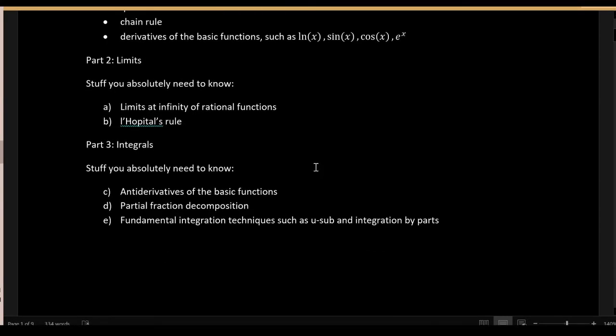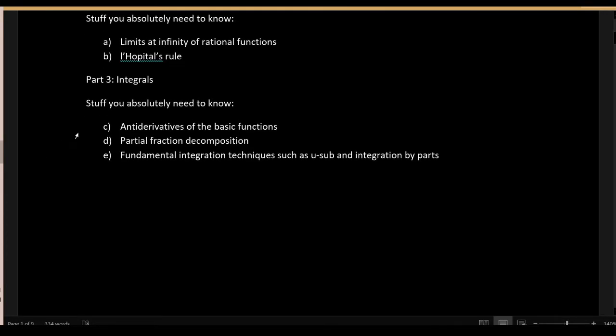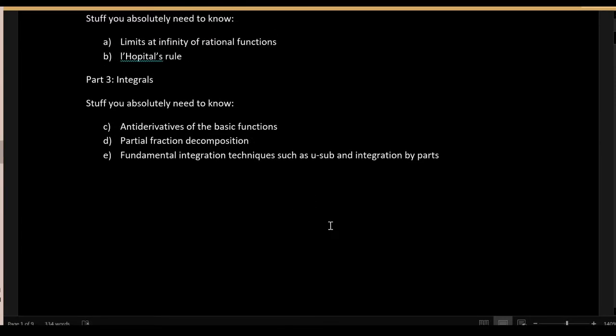We're also going to need some information about limits, especially in the first half of the course. For limits, the stuff that's really important is limits at infinity for rational functions, limits as x goes toward infinity, as well as L'Hopital's rule. And in addition to that, we're going to need to know how to integrate stuff. So how to find the antiderivatives of the basic functions, how to actually do partial fraction decomposition, as well as how to do some fundamental integration techniques such as u-substitution and integration by parts.